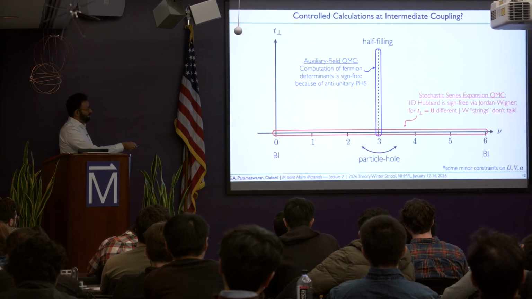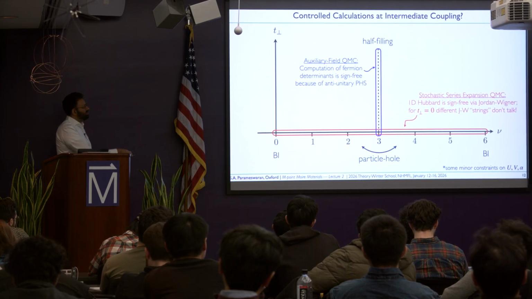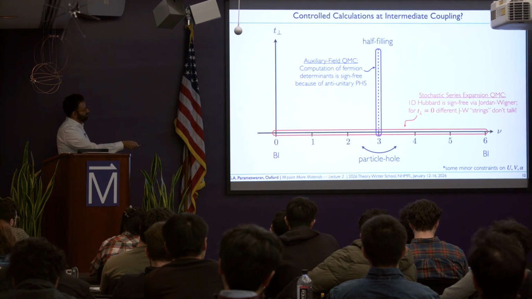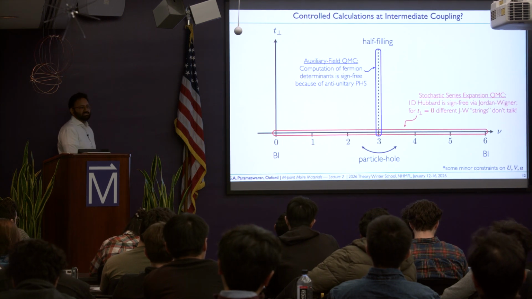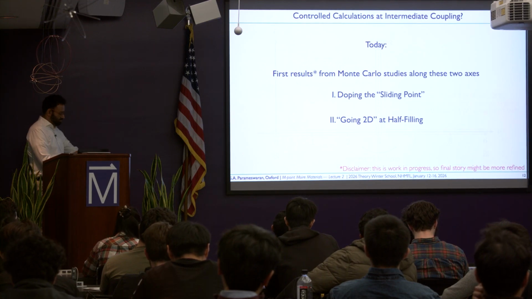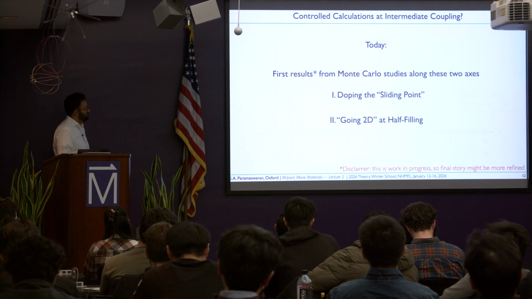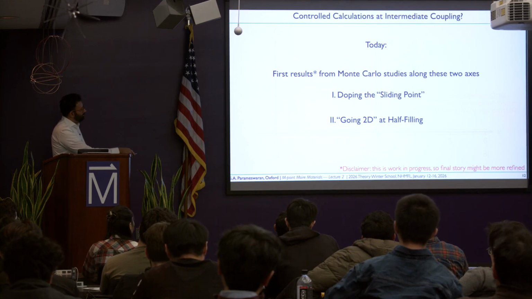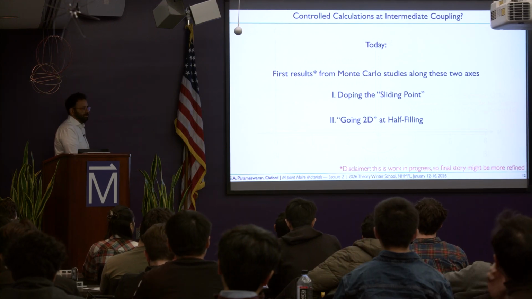We really care about something out here. But if you like, we can start getting somewhere by seeing maybe if we're close to one of these points, we can get intuition by doing this analysis and then perturbing. So that's what I'm going to try and do. And I'm going to just tell you some first results of Quantum Monte Carlo along these axes. So I'm going to call this doping the sliding point, and this one is telling me about going two-dimensional.